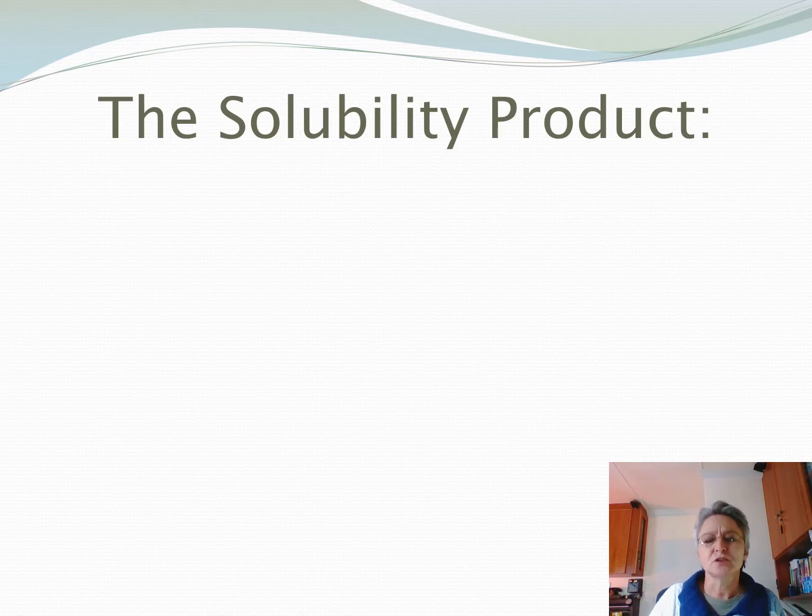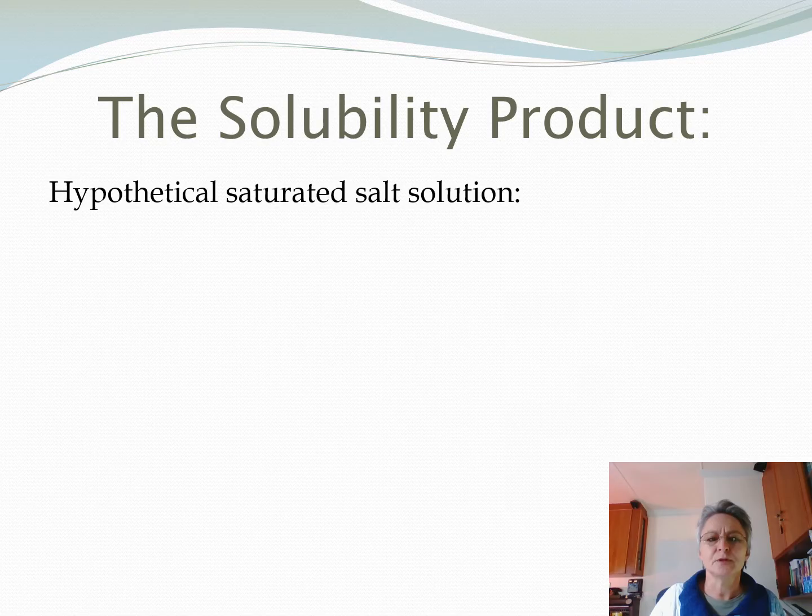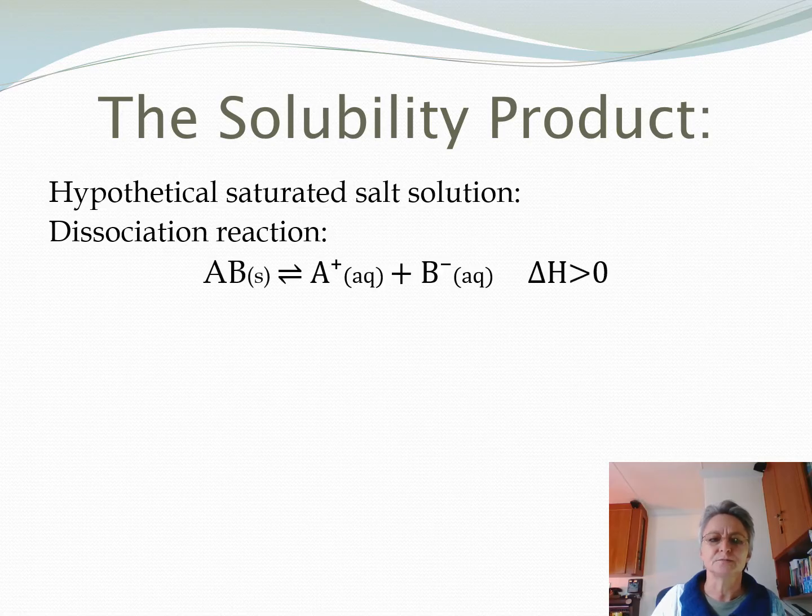So what is the solubility product? Hypothetically, a saturated salt solution, like we discussed in lesson 7, could be described by this dissociation equation. Salt AB is in equilibrium with the ion A plus and the ion B negative in a solution. Now, this dissolution process is usually endothermic. So we're working with a saturated solution.